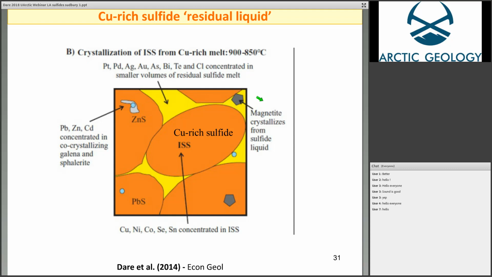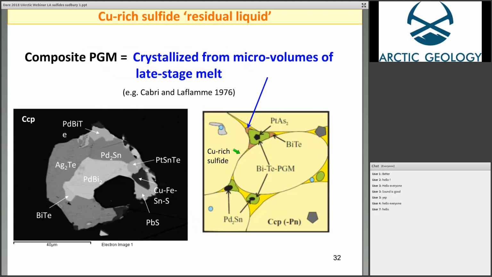This is the model I proposed to show you that when you crystallize your copper-rich sulfide, that will take all the nickel, cobalt, selenium, and tin. The other trace elements, platinum, palladium, arsenic, bismuth, tellurium, are incompatible, so they end up in this trapped liquid in yellow, from which composite platinum group minerals will form, essentially as trapped droplets of late melt enriched in these trace elements.